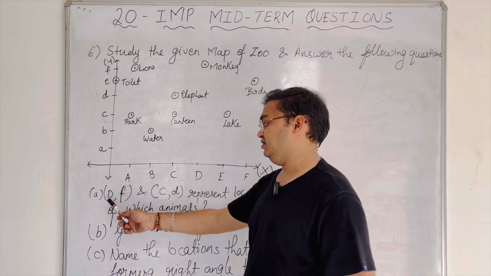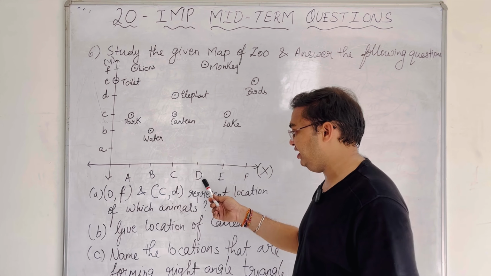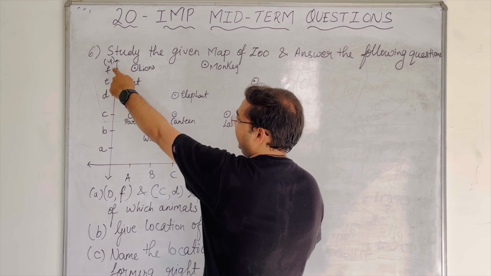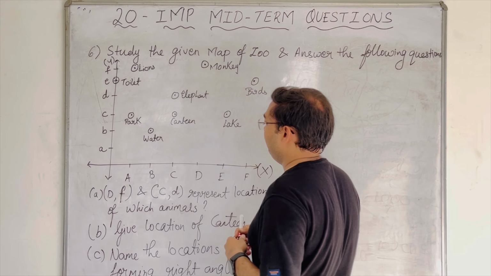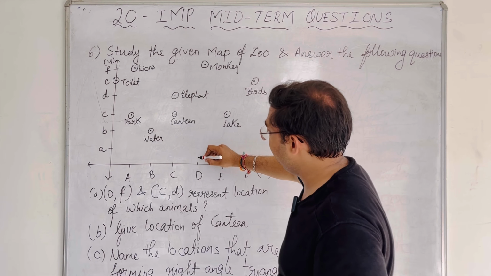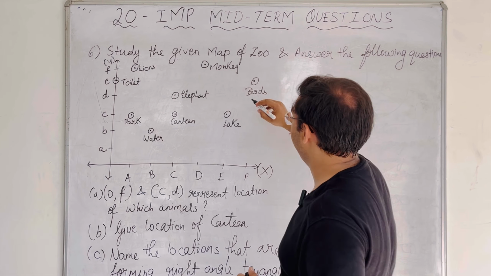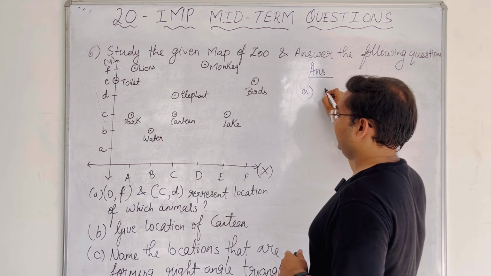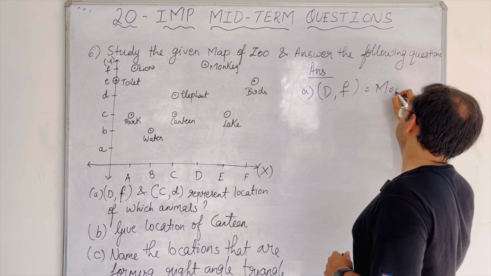So in the first bracket, this D represents the x-axis, that means this is the D, and the second letter represents the y-axis, and on y we are finding the f. That means this D and f together come to the monkey. This D from here and this f from here, they both intersect at the monkey. That means our answer to the first question, D comma f, is monkey.